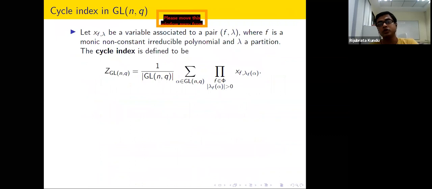Now this allows you to define the cycle index in GL_N(q). So this is the most important thing in the talk, so we'll slowly go over it. Let x(f, λ) be a variable associated to a pair (f, λ), where f is a monic non-constant irreducible polynomial, and λ a partition.